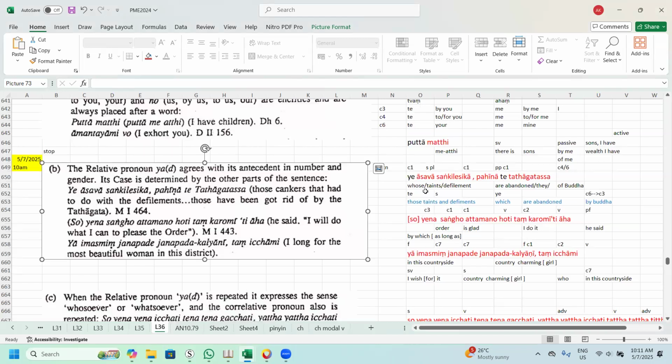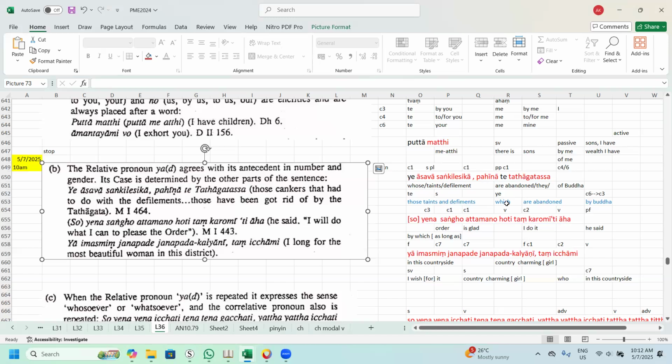So in this case, when you have a relative pronoun, normally we take this to be the one first. That means, can you see? Those stains, okay, those stains. So this and this are the same. Even though you don't see the word "and" here, those stains and defilement. In this case, this has to come here, which are abandoned. The case is the same, which are abandoned by the Buddha.